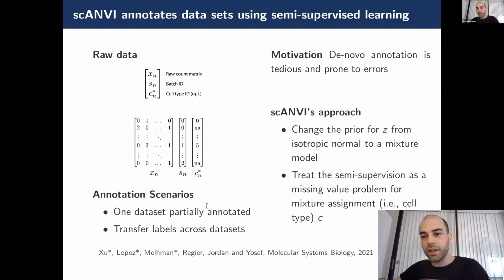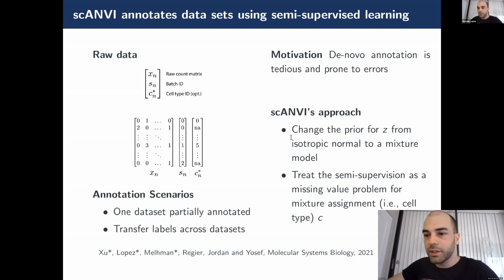So we built scANVI, and the way that scANVI works is that on top of X and S, you can observe or not this C star, which is a cell type identifier. NA means unobserved. So you can use it for many purposes, for example, one data set is partially annotated and you'd like to propagate the labels, or one data set is annotated and the other is not.